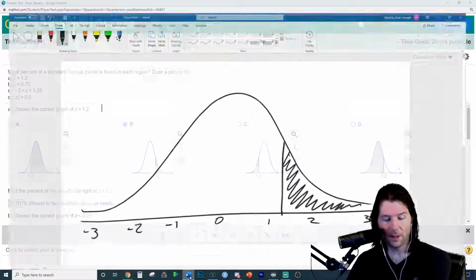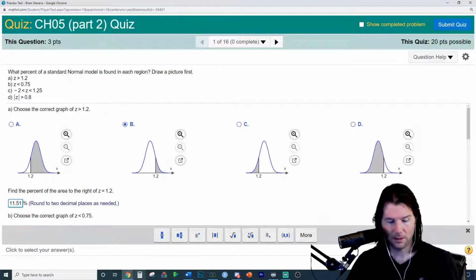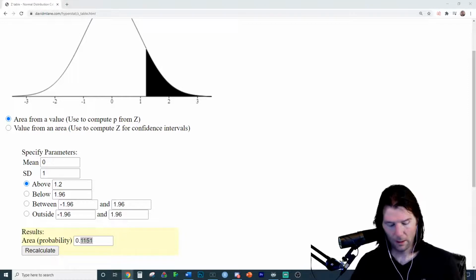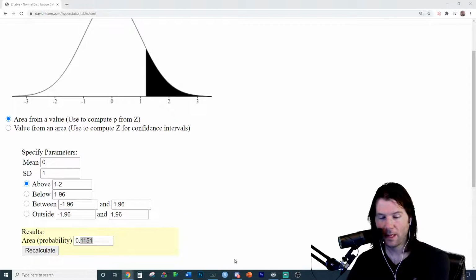Please note I'm on the David M. Lane applet. I'm going to send this in the chat. Actually, Mubot's awake. Mubot, put the David M. Lane applet in the chat. He responds to the command !David, and he should. There we go. Thank you so much, Mubot.